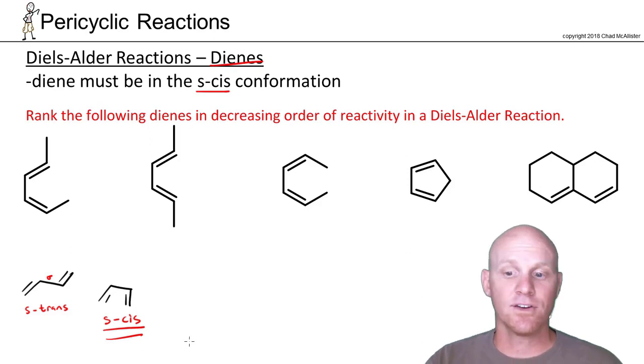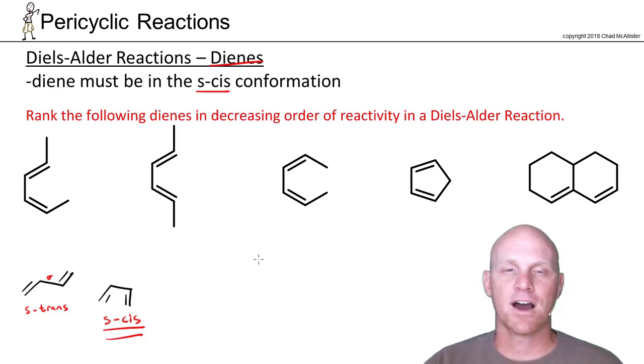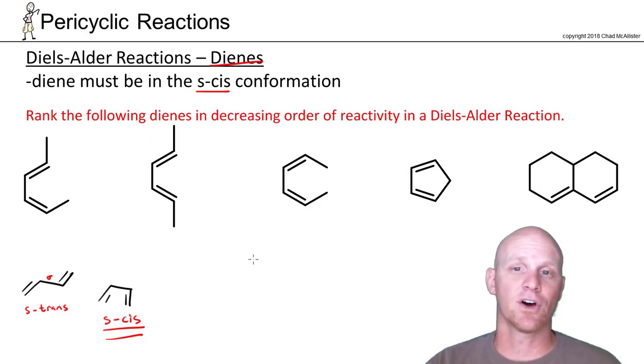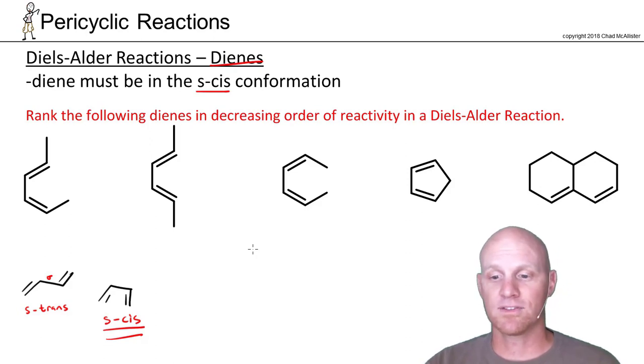Anything that hinders its formation is going to slow the Diels-Alder reaction down. Anything that promotes its conformation is going to speed a Diels-Alder reaction up. And so based on that, first question we're going to answer here is I've got 5 dienes on the board, and we're going to talk about their order of decreasing activity in a Diels-Alder reaction. So again, we talked about anything that promotes the S-trans or inhibits the S-cis slows it down. Anything that promotes the S-cis or inhibits the S-trans speeds it up.